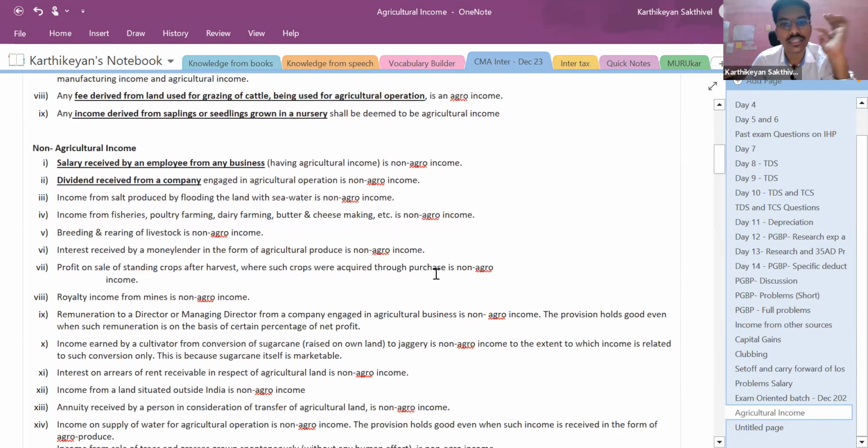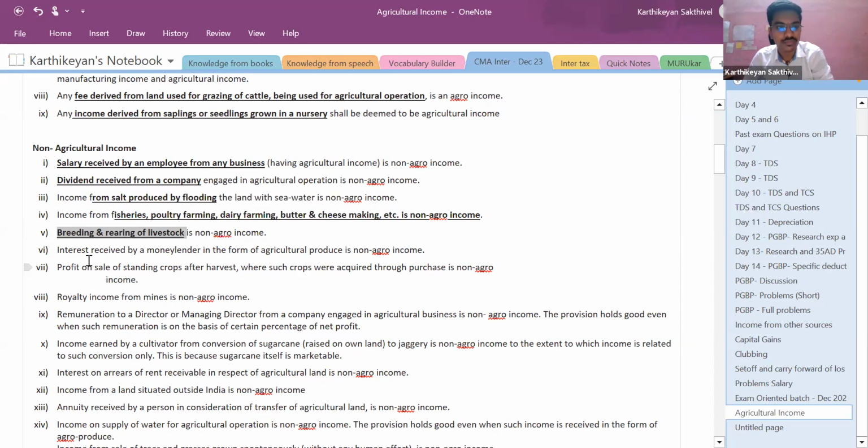Okay, now let us come to non-agricultural income. Any income which is from salt produced by flooding the land with sea water is a non-agricultural income. Next, income from fisheries, poultry farming, dairy farming, butter and cheese making, all these things are non-agricultural. So anything which is in relation to animals is a non-agricultural income. Breeding and rearing of livestock is a non-agricultural income.